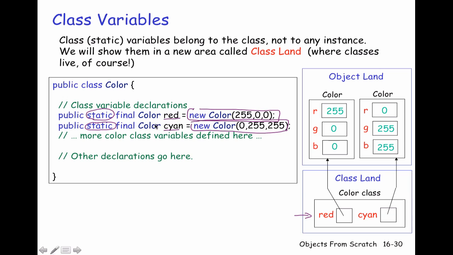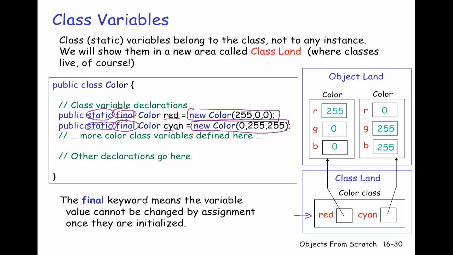We have also used the keyword final. The keyword final, as we mentioned before, indicates something that can be assigned once, to initialize it, but can never be changed thereafter. So these variables, in this case, are effectively immutable, which is good because we don't want someone to be able to change what color.red means after we have defined it.